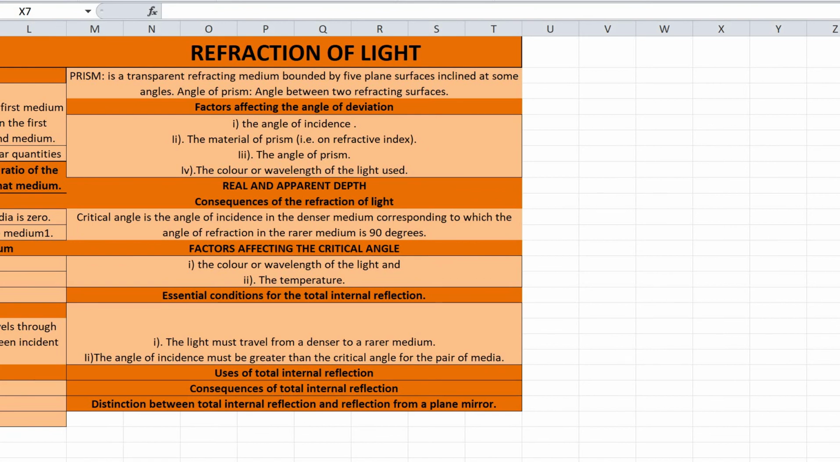The first point is to deviate a ray of light through 90 degrees. This action of the prism is used in a periscope, where a total reflecting prism is preferred over a plane mirror.